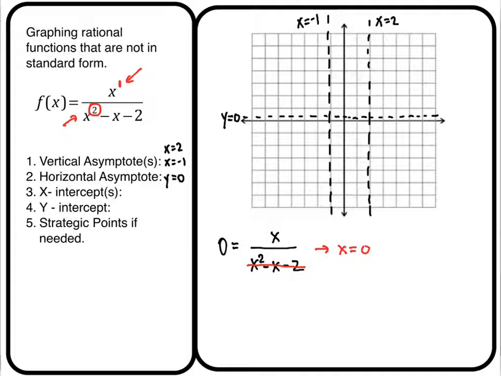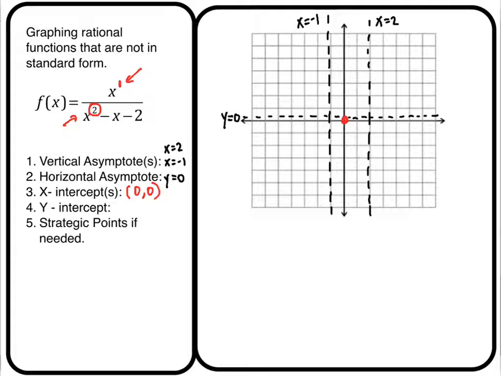So I know that the first point of my graph is going to be at (0, 0) here. That's where the x-intercept is at. So I go (0, 0), and yeah, it's right on top of the horizontal asymptote. So we're going to see what happens with that with some strategic points, and I'll show you how to set that up.